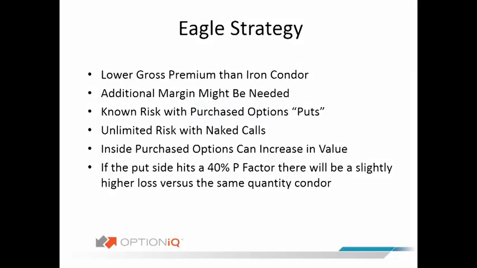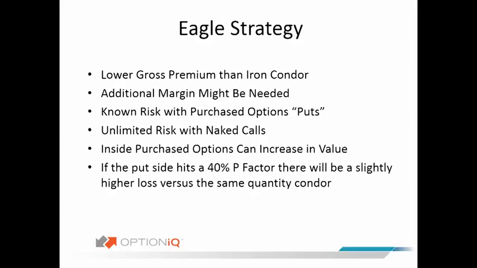Next, you know your risk with the purchased options on the put side. On the call side, however, you have unlimited risk. You also have the inside purchased option. So if you think back to what I was just showing you on that strategy, instead of buying your option on the outside like you do with an iron condor, you're not buying outside protection, you're actually buying inside protection. And that inside purchased option can actually increase in value significantly if the market moves up and gets really close to your sold call.